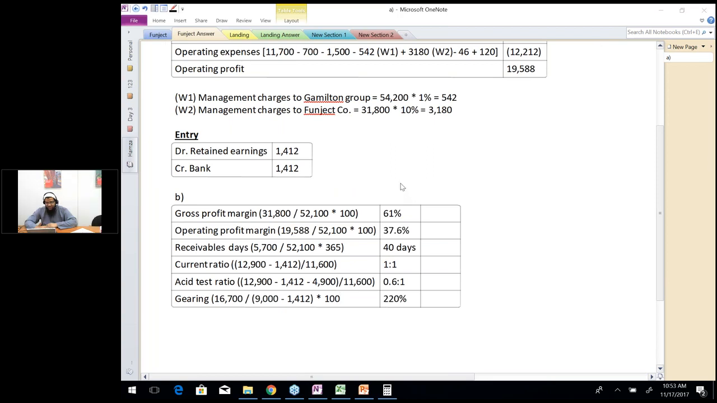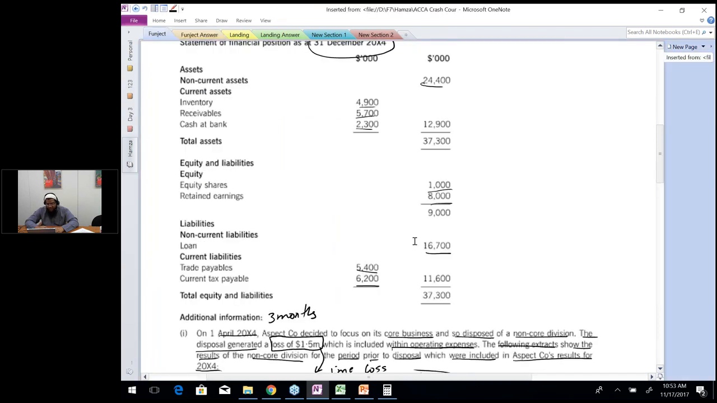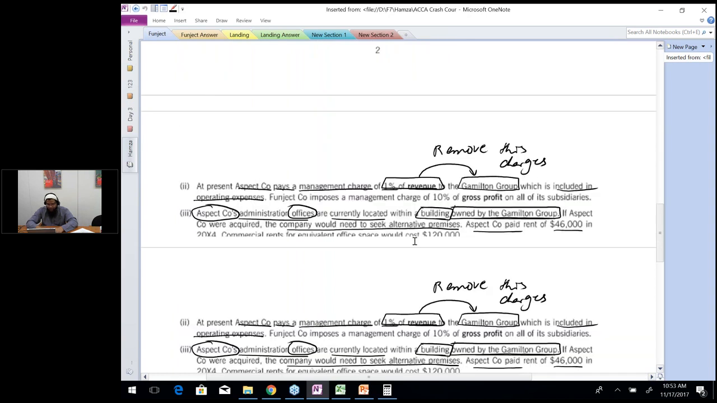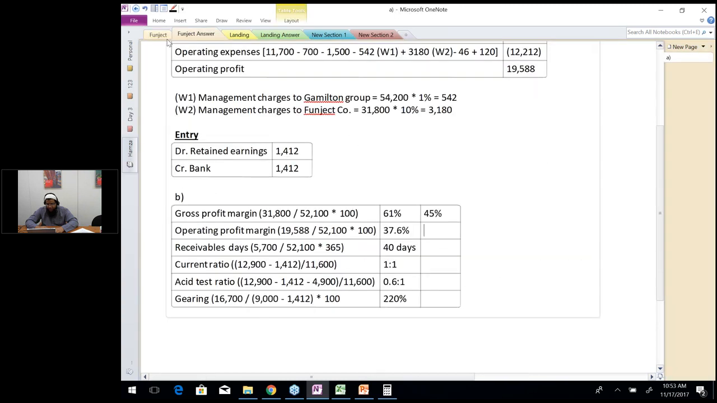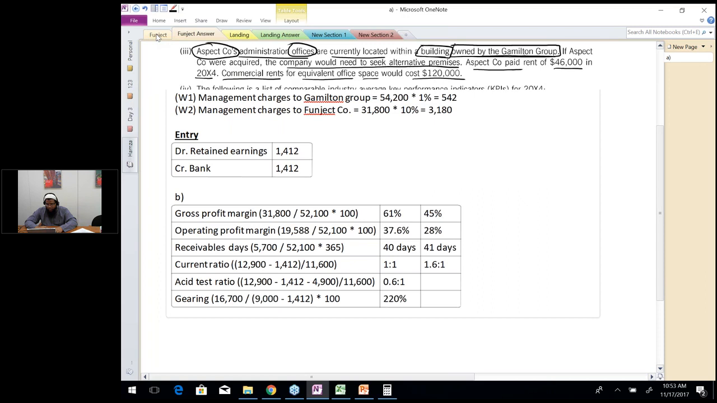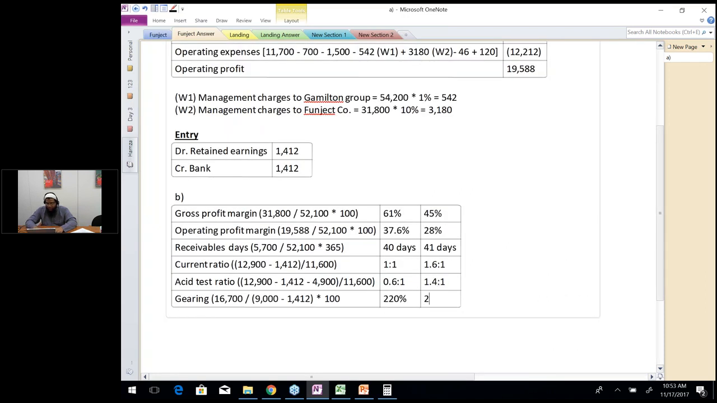So these are the ratios that we have just calculated for the SPECT company after adjusting for the values according to the Gamilton group. Now these ratios are those which I'm going to get as being the Funjet company. So beside these, I'm also going to write the values from the question so that the comparison is easier for me. So if I go and check the values, these are 45, 28, 41 days, 1.6:1, 1.4:1, and then 240%. So now these are the industry averages, 45, 28, 41, 1.6, 1.4, 240, and these are the values of the SPECT company that we have just calculated.